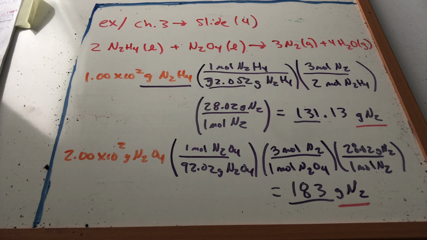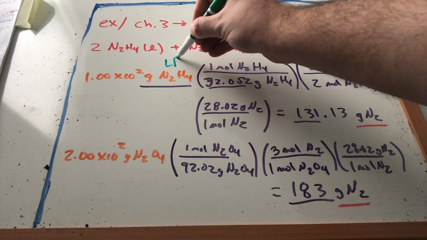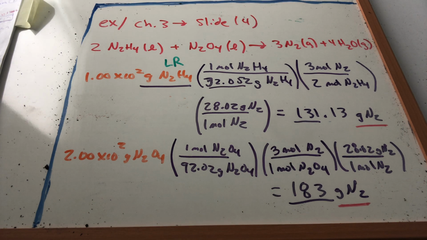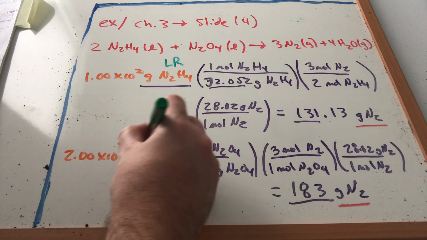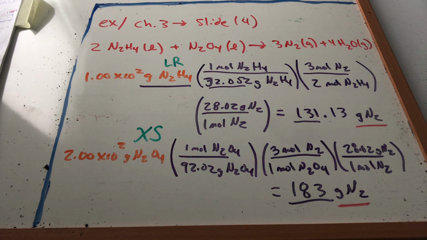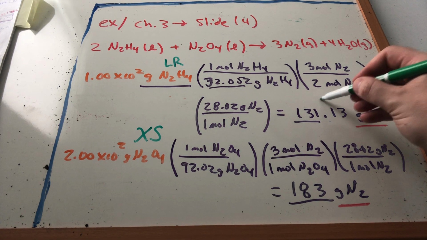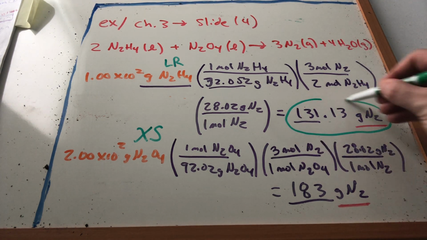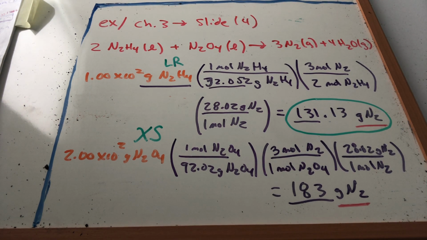So which one limits our production? Which one is the limiting reactant, right? Hydrazine must be the limiting reactant because it can produce a smaller amount of nitrogen. That means that N2O4, dinitrogen tetroxide, must be our reactant in excess. So what is my theoretical yield? How much nitrogen is produced? The smaller amount. And to the correct number of significant figures, you would say that it's 131.13 grams of N2.